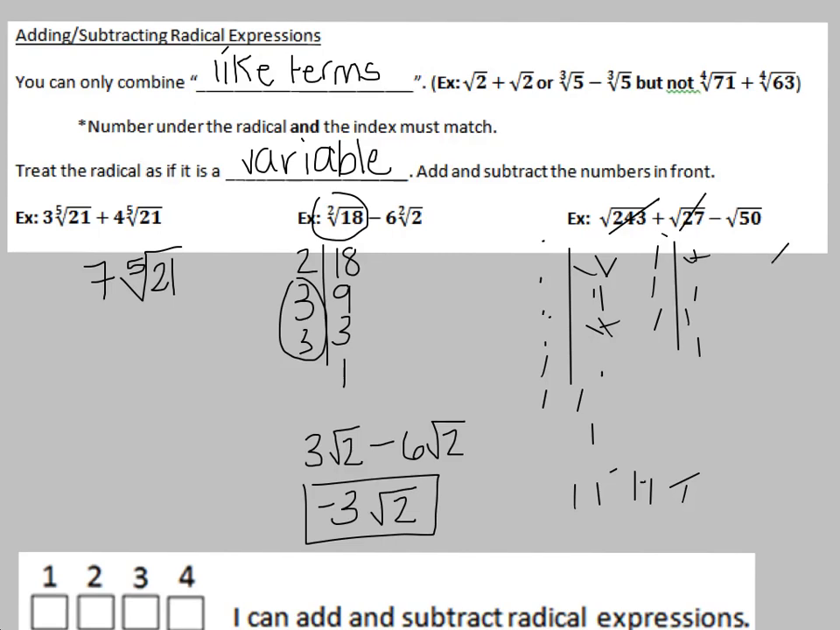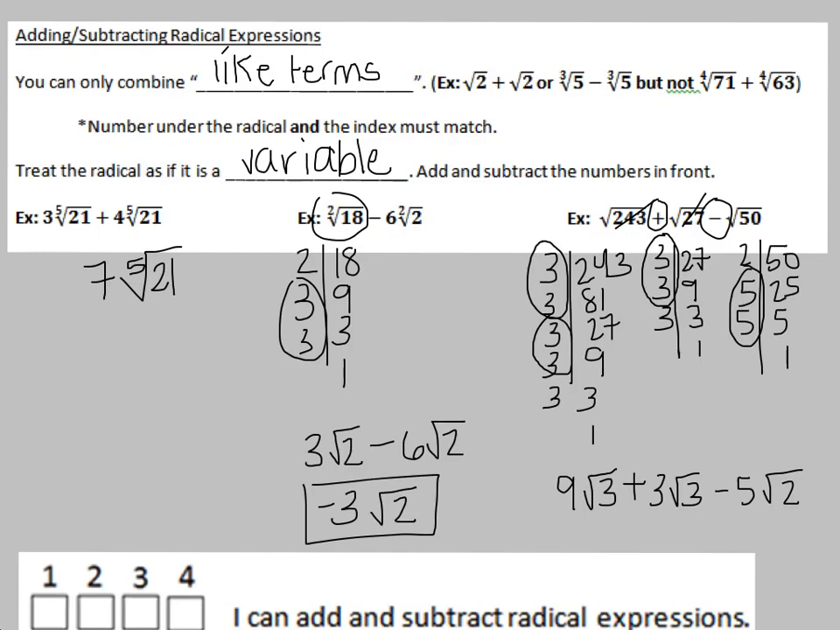And the last one is 50. I know 2 goes into 50 25 times, 5 goes into 25 5 times, 5 goes into 5 once. Again, groups of 2. So a 5 comes out, a 2 is left inside, and our sign here is a minus. So my only like terms are going to be these square roots of 3. So I'm going to say 9 plus 3 to get 12 square roots of 3 minus 5 square roots of 2. And that's as far as I can simplify that. Those are not like terms, so I can't combine it any further.